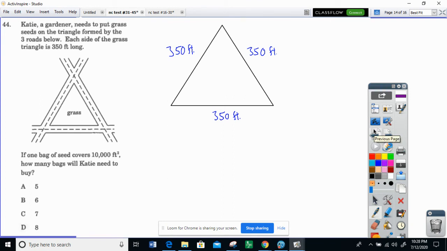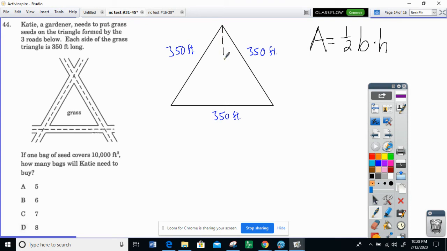Number 44 says Katie, a gardener, needs to put grass seeds on the triangle formed by the 3 roads below. Each side of the grass triangle is 350 feet long. If one bag of seed covers 10,000 square feet, how many bags will Katie need to buy? Well, this is an area problem, and the way we find the area of a triangle is 1/2 base times height.